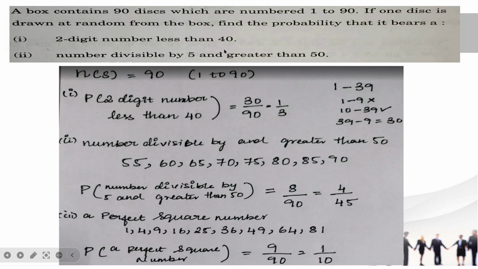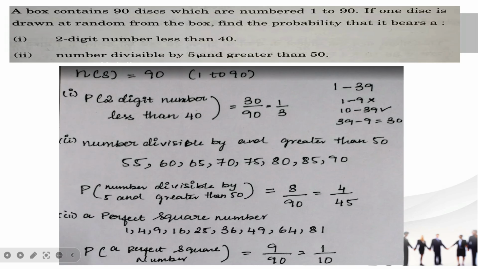Less than, greater than means those numbers we should avoid. So 30 out of 90 possibilities. The zeros cancel, and 3 ones are 3, 3 threes are 9. So 1 by 3. The probability of getting a 2-digit number less than 40 is 1 by 3.